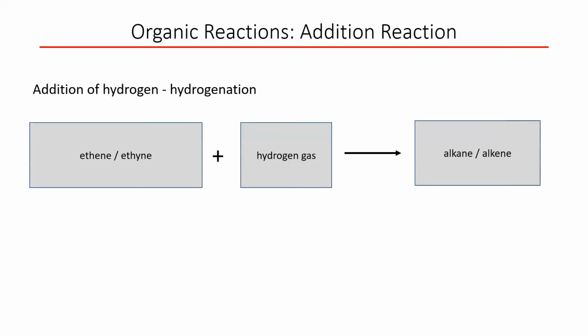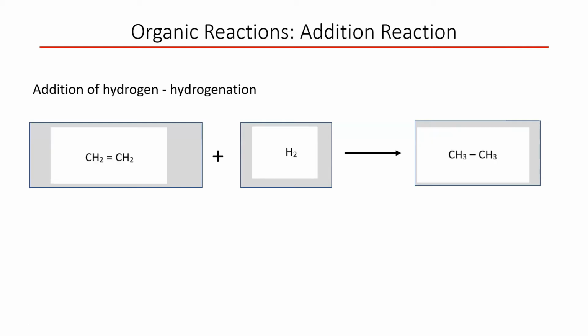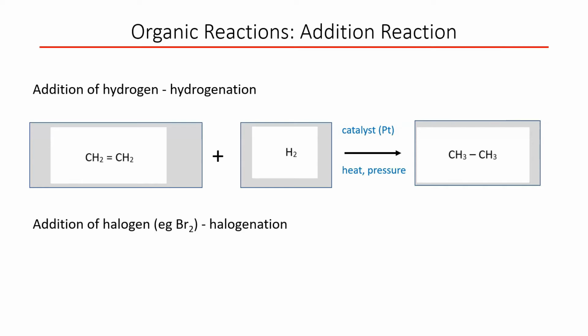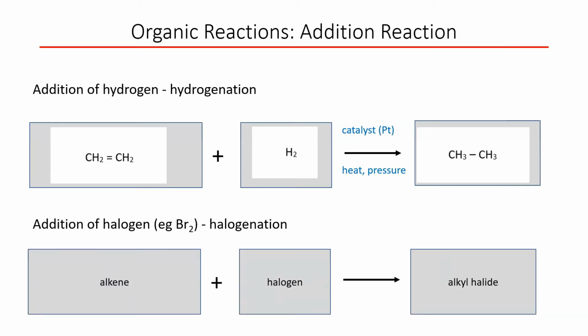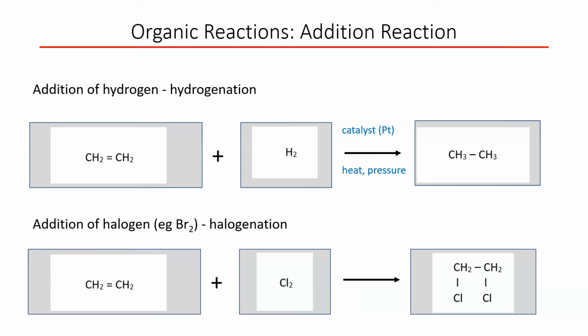So for example, if I take my ethene or ethyne and I add hydrogen gas, I break my double bond or triple bond, and then I get an alkane or an alkene, as we can see here. Now for this reaction to occur, I need a catalyst, usually platinum, plus we have to add energy in the form of heat, and usually this is done under pressure. Whereas if I want to add a halogen, I can take my alkene and add a halogen, and this reaction does not require a catalyst. It can be done at room temperature.